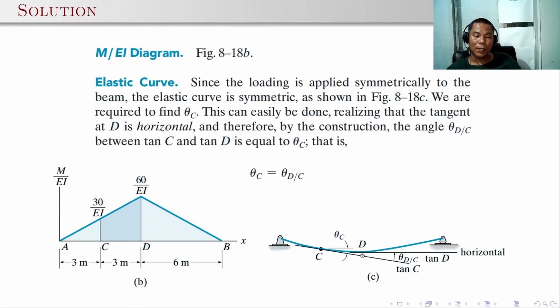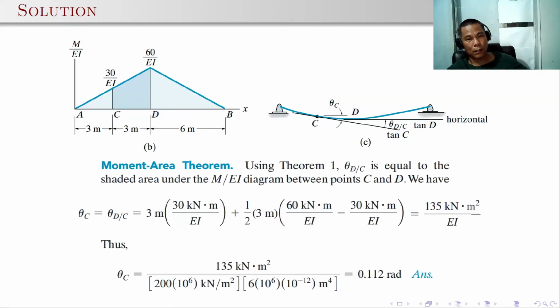Again, using geometry, you can just say that theta D over C is simply equal to theta C. So to solve for theta C, just compute the area of M over EI between C and D. That's why theta C is equal to theta D with respect to a tangent drawn at C. So here we can just directly determine the area between C and D.